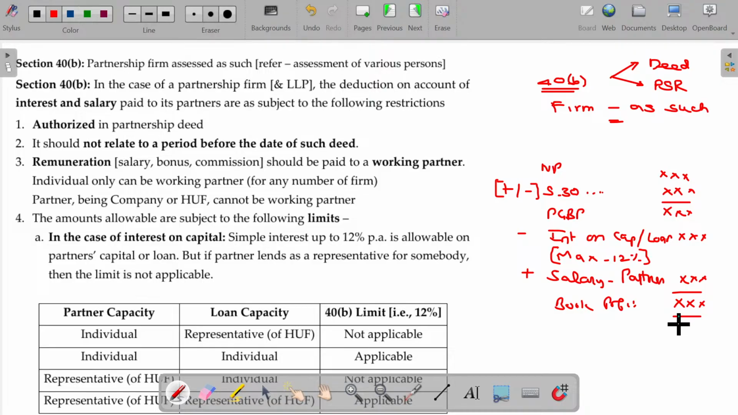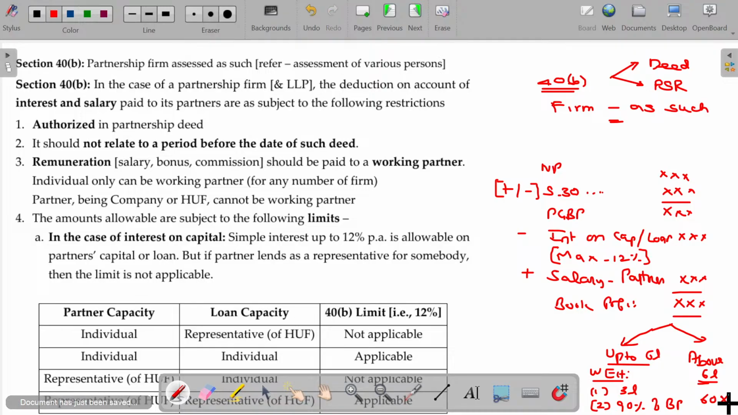From the book profit, you can calculate the remuneration, which is up to 6 lakhs, whichever is higher of 3 lakhs or 90% of book profit. Above 6 lakhs, 60% will be addable. Okay.